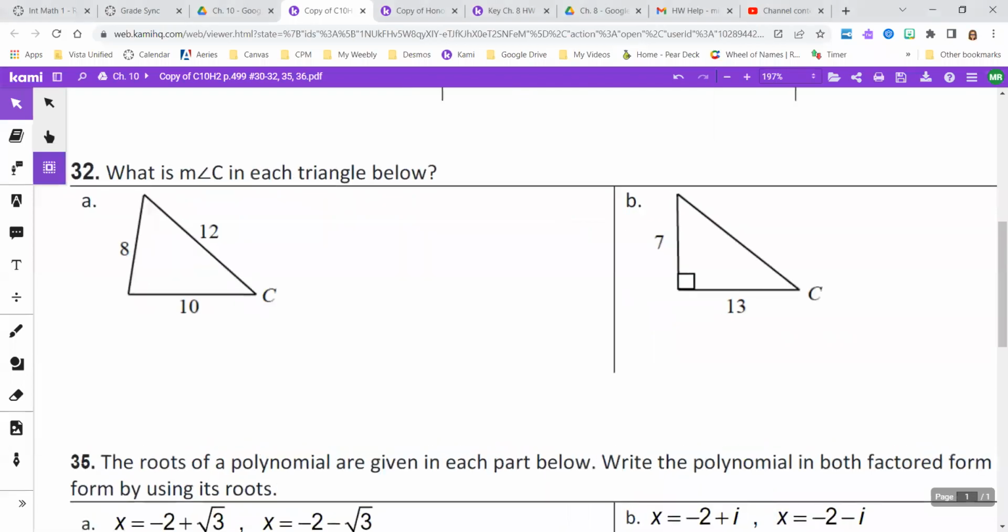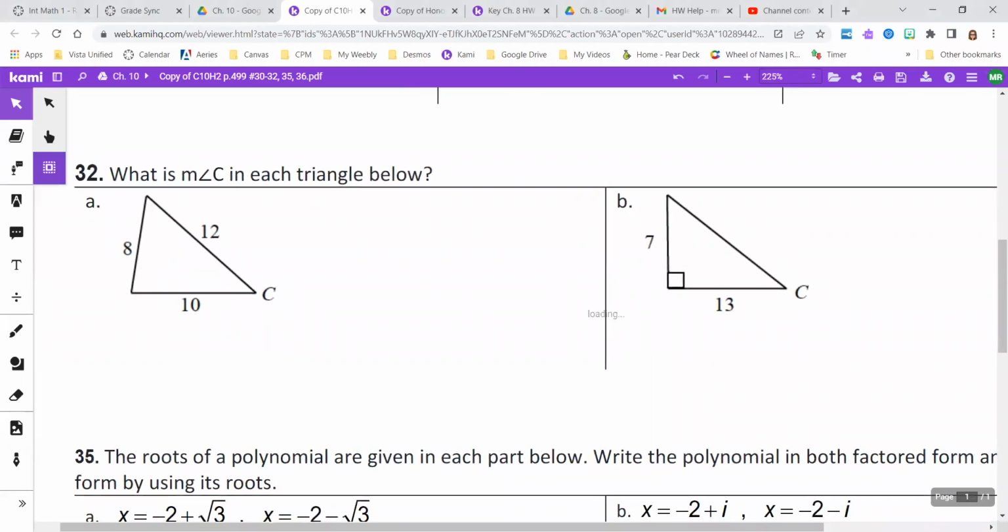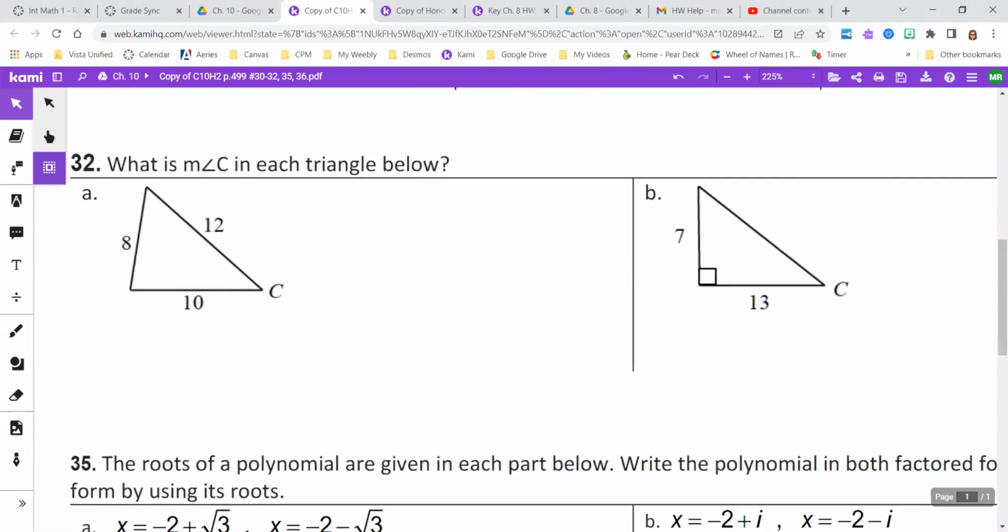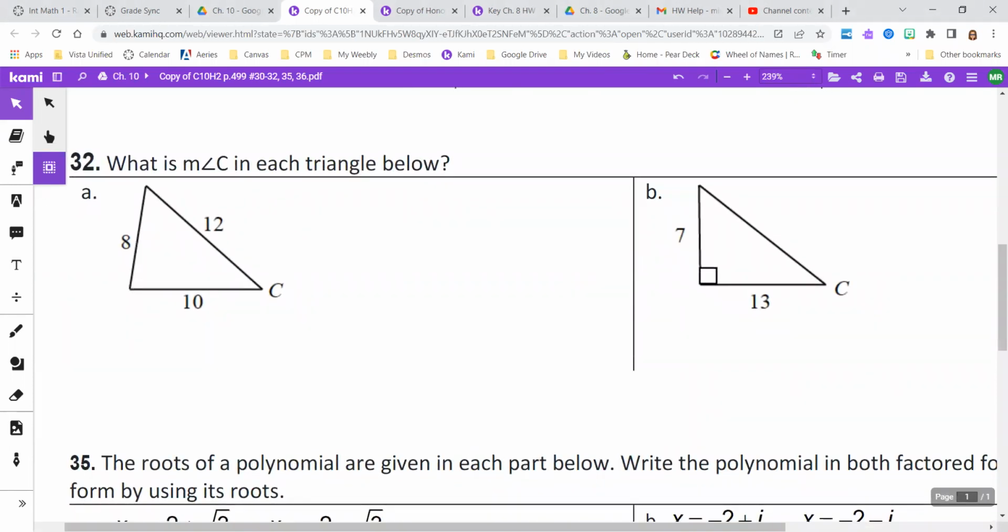So on 32, I know you asked on 32B. I'm just going to explain the difference between 32A and 32B. On 32A, it is not a right triangle. On 32B, it is a right triangle. Now, both of them are trying to find an angle.